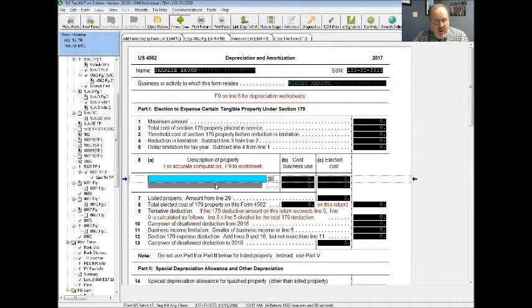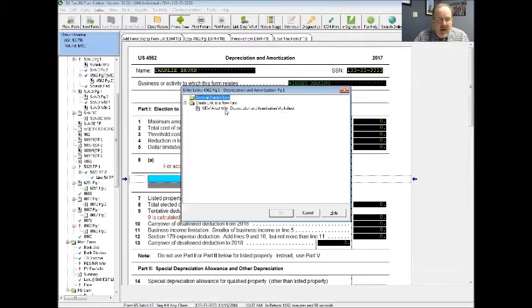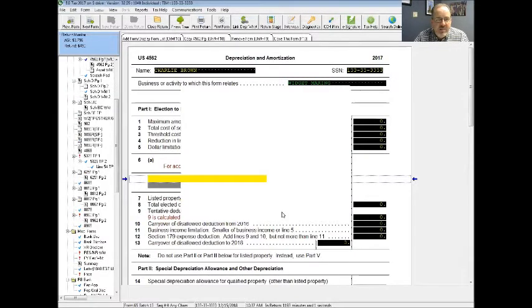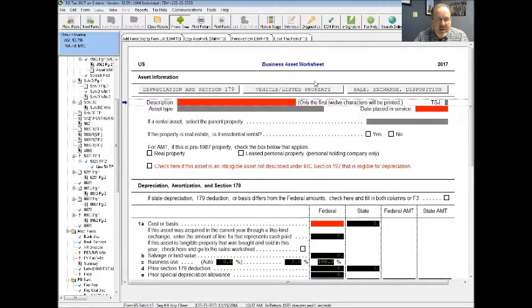So when I go into this, I find my little asset worksheet, and this is the best thing about the 4562. Now I have my worksheet, so I can put in there, I have my widget maker.